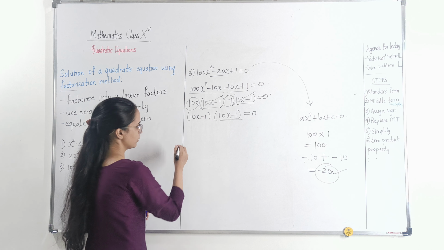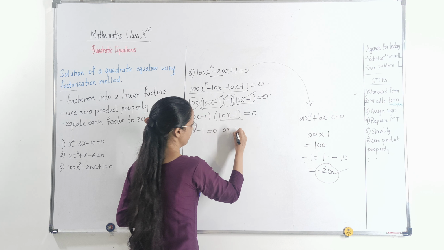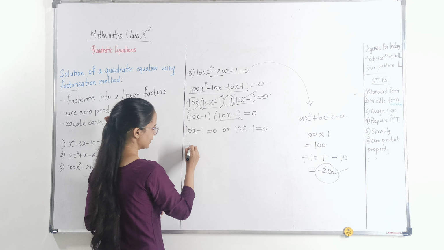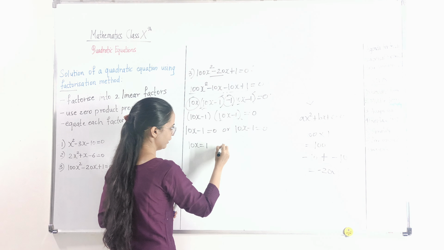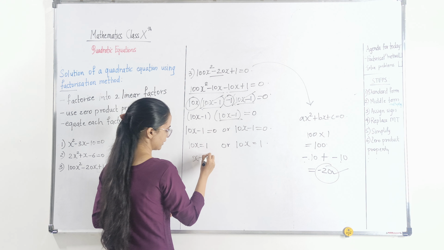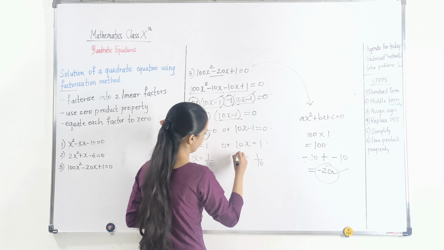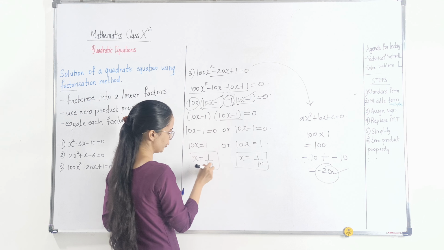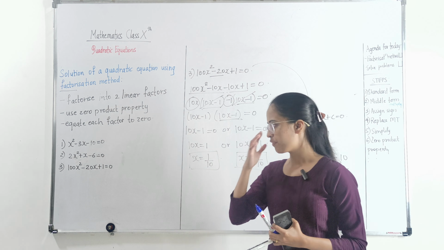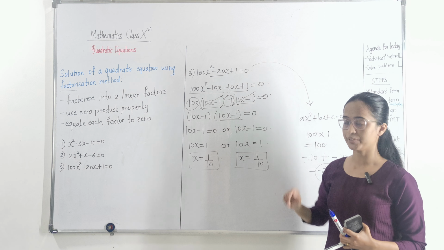Now let us फटाफट use the zero product property, and we can say that either of them is equal to 0, which implies that your 10x is equal to 1 or your 10x is equal to 1, and that is how your x is equal to 1 upon 10. Here also x is equal to 1 upon 10. It is possible that someday you might get two equal roots. And this is how we have solved all the three given quadratic equations using the factorization method.